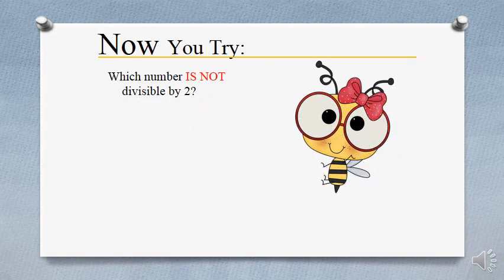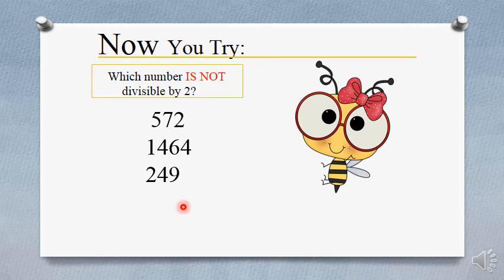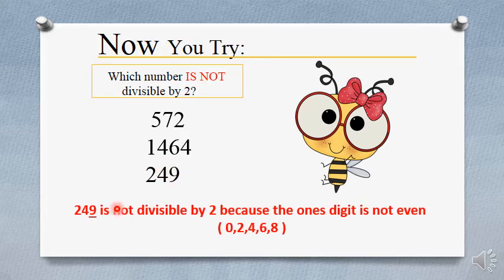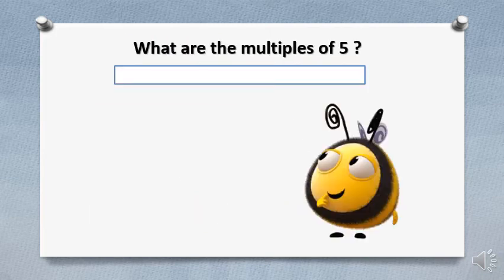Now it's your turn to try. Which number is not divisible by 2? Okay, look at the numbers. To know if a number is divisible by 2, we look at the ones digit. Oh, this one is not even. So 249 is not divisible by 2 because the ones digit is not even. It's not 0, 2, 4, 6, or 8.